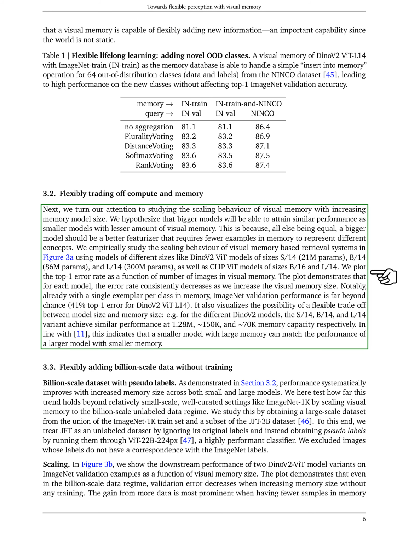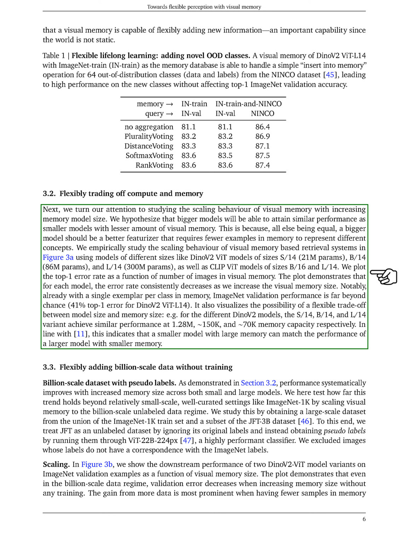Next, we explore how visual memory scales with increasing model size. We hypothesize that larger models can achieve similar performance to smaller models with less visual memory. This is because larger models should be better at extracting features, requiring fewer examples to represent different concepts. We empirically examine this by analyzing various sizes of Dino V2 VIT models and CLIP VIT models.